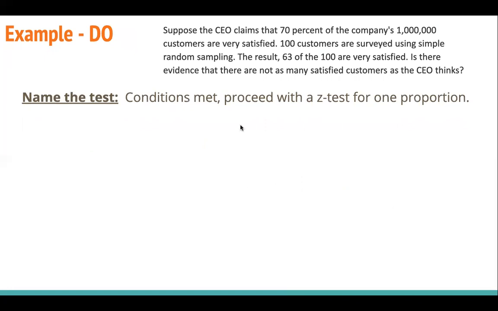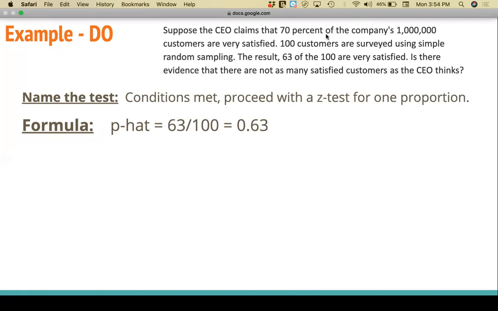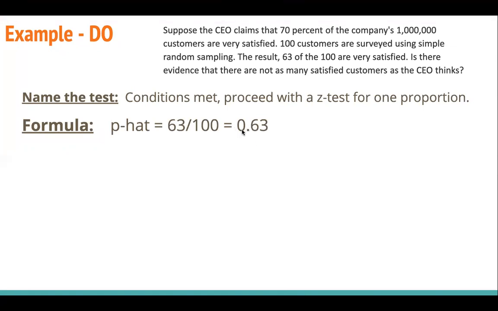The name of the test, and this is important. In all the rubrics, it says that you can either name the test or show the formula. You don't have to do both. I will routinely do both, hopefully to bring understanding, but naming the test is fine. So our formula, the first part, I'm just going to calculate my p hat, my sample, because that's really what I'm needing to compare. I'm needing to compare the sample proportion to my claimed null proportion. So in this one, I get 0.63, just 63 divided by 100.